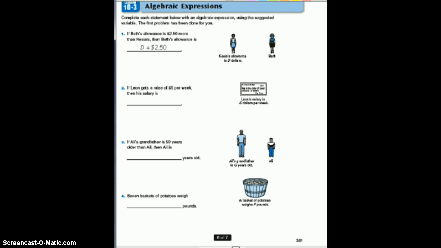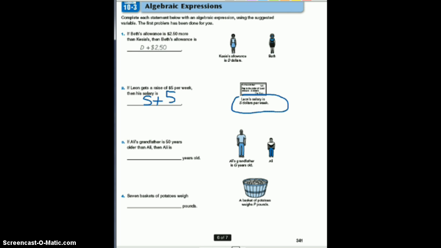Okay, if you did pages 341 and 342 in your journal and you're ready to take a look at those problems with me on the video, here we go. Looking at number 2, if Leon gets a raise of $5 per week, then what's his salary? Well, we have to look over here. How much does Leon make right now per week? It says he makes S dollars. So if he gets a raise of $5 per week, it would be S plus 5.